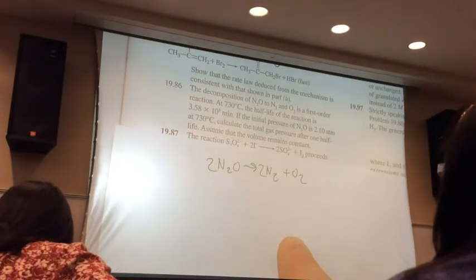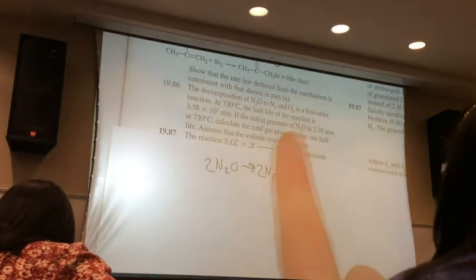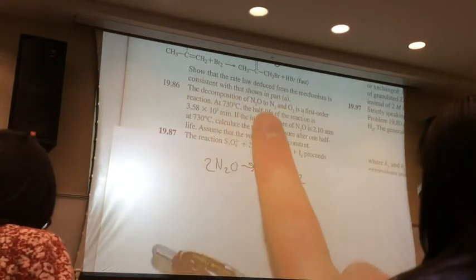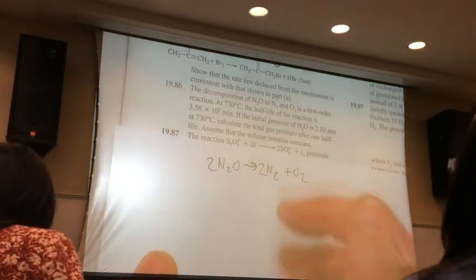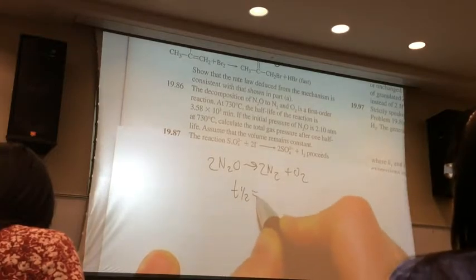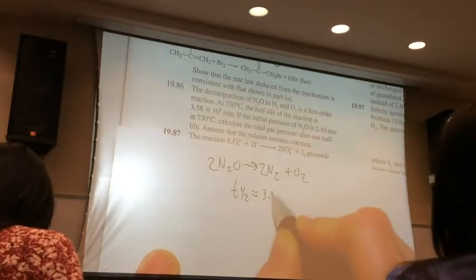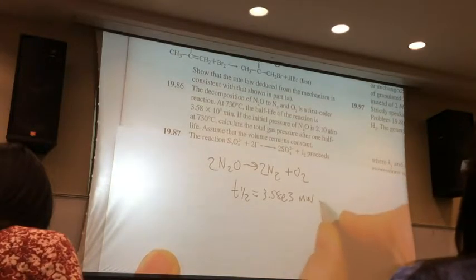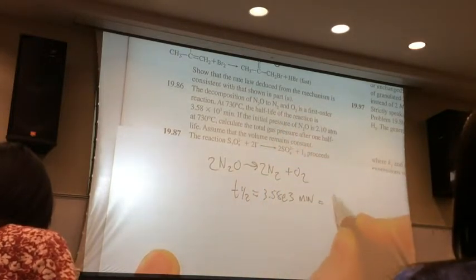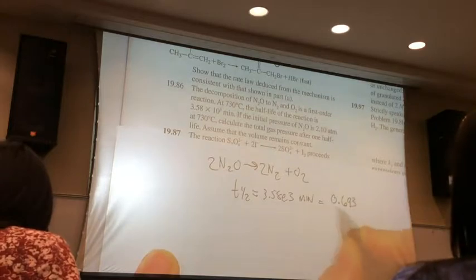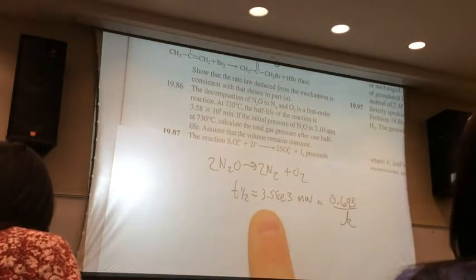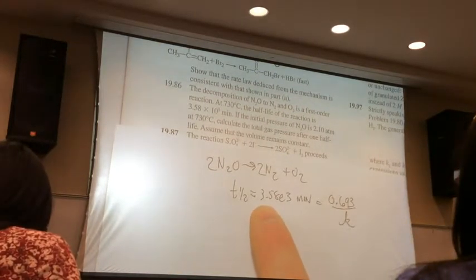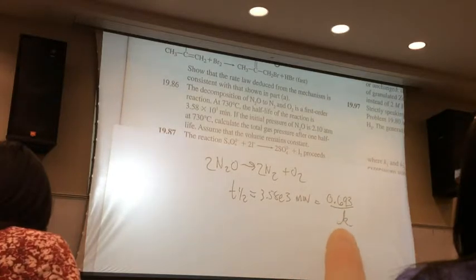All right. The decomposition of this is first order. And at temperature, the half-life of the reaction, so I have a T1/2 equals 3.58 times 10 to the third minutes. Remember that it's a first order reaction, so this is equal to 0.693 divided by K. So anytime you're given a half-life of a first order reaction, we basically gave you K.